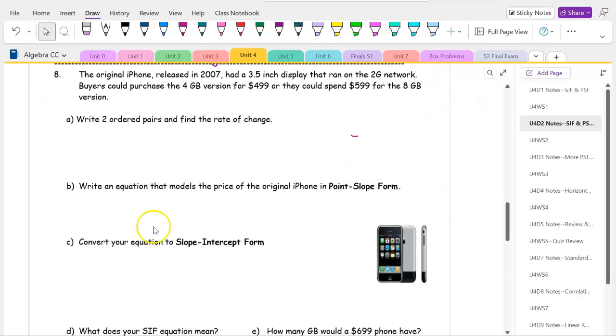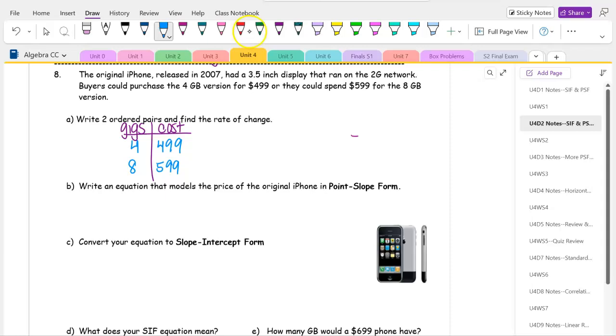All right, so let's go ahead and try an application problem to show you how this could be useful. The original iPhone back in 2007 had a 3.5-inch display and it ran on the 2G network. Buyers could purchase the 4 gig version for $499, or they could spend $599 for the 8 gig version. We're going to write 2 ordered pairs. I prefer to make a table because then I can label my independent and dependent. Dependent is always cost. My independent is going to be my gigs. So I have 4 gigs for $499, and I have 8 gigs for $599.